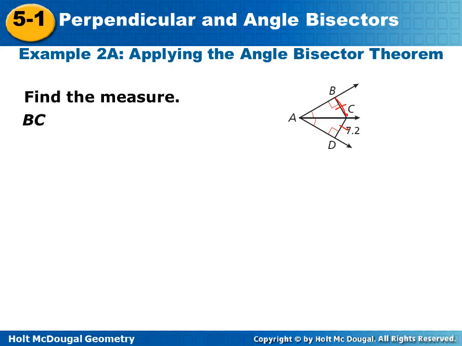Here we want to find the measure of BC. The angle bisector theorem says that BC is equal to DC.